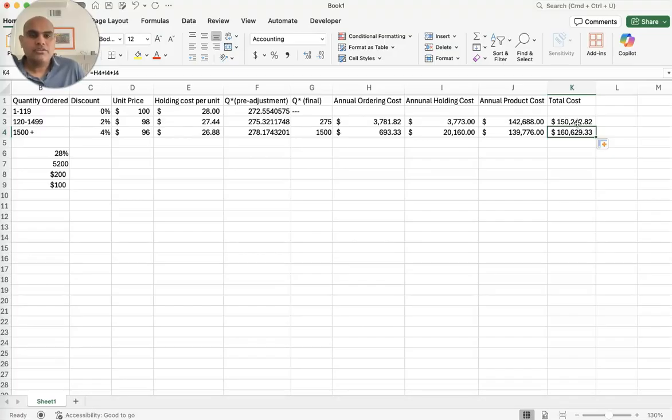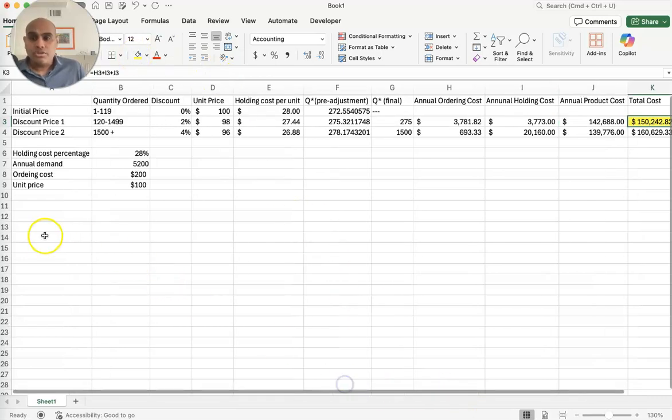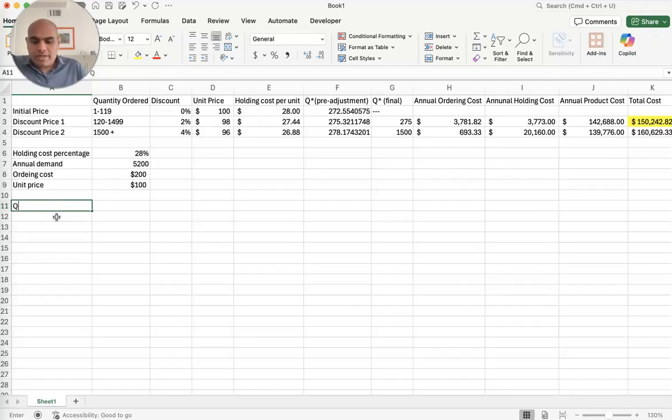All right. So in this case, the lowest total cost value is here. That's the value. So what does this mean? This means that the final value of Q star is 275. You will order 275 items every time you place an order. That's what it means, right? So that's the value of Q star.